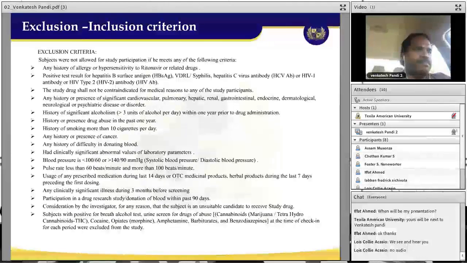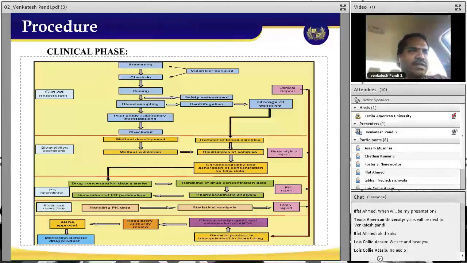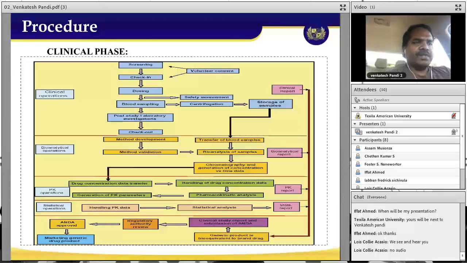Generally for the exclusion criteria, if they have any hypersensitivity to any drugs or food, we don't include them in the study, or whoever has been affected in the past with hepatitis or any major illnesses, or if there was any significant history of alcoholism, because it would alter the metabolism of the drug, or presence of any drug abuse, or if they have donated any blood in the past, for safety.